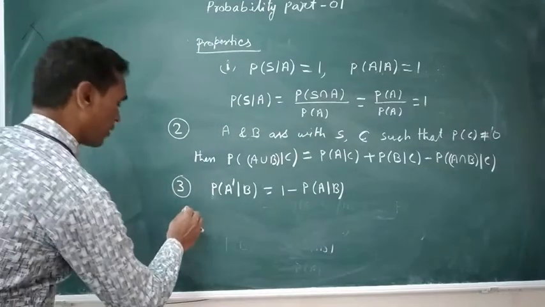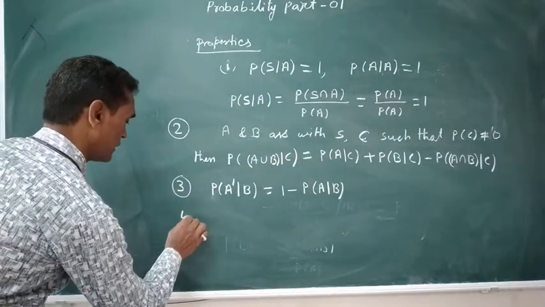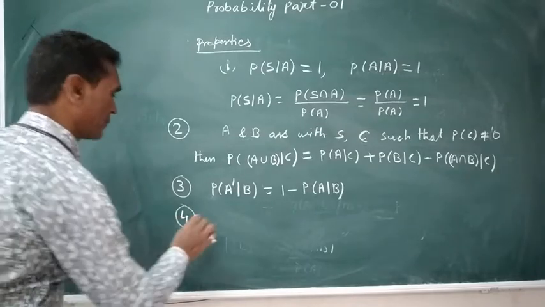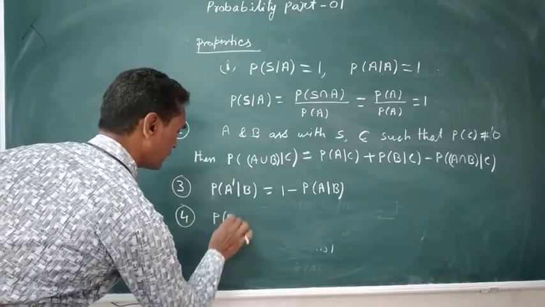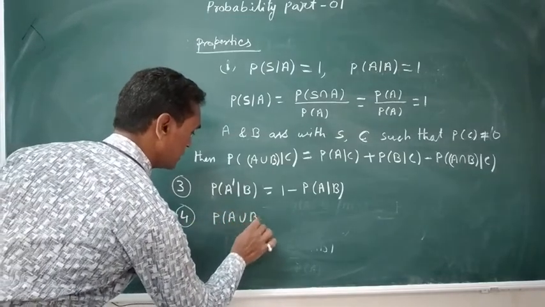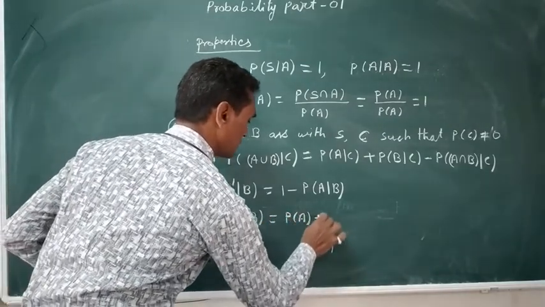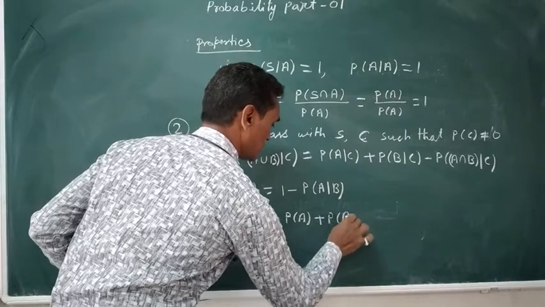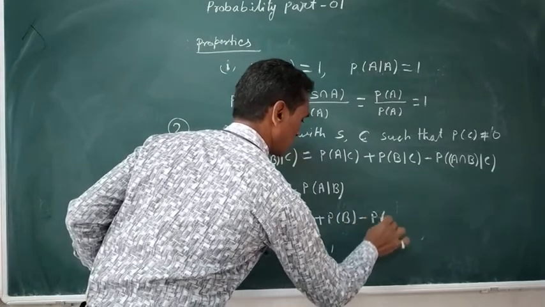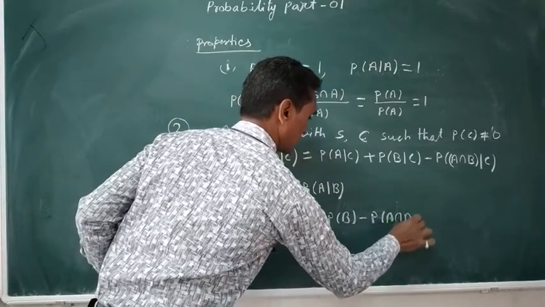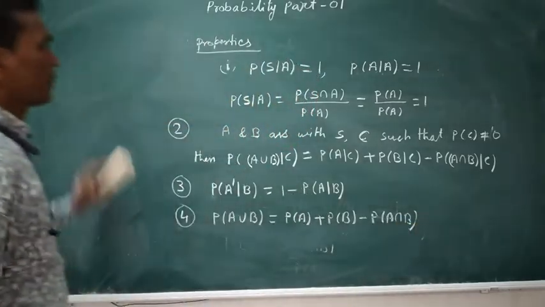And this formula you have learned in class 11. Once again I am writing this: probability of A union B is equal to probability of A plus probability of B minus probability of A intersection B. This formula is also very useful here.